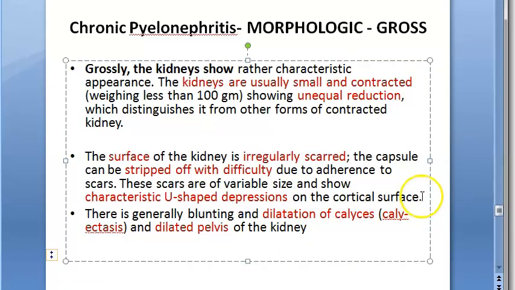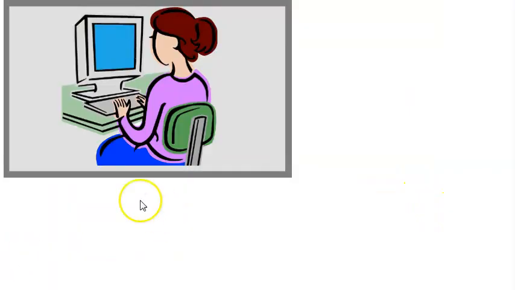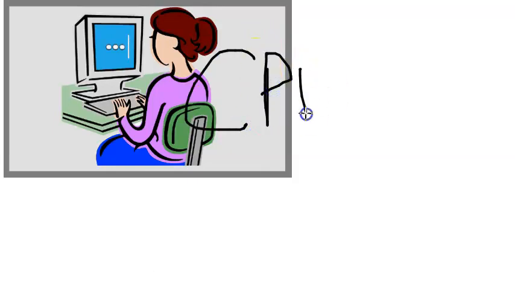So dilation of calyx, dilation of pelvis. So guys, what did you see in the gross? In the gross of chronic pyelonephritis, what did you see? The kidney has become small. It is shrunken, contracted irregularly. So you can distinguish it from other types of contraction of kidney.